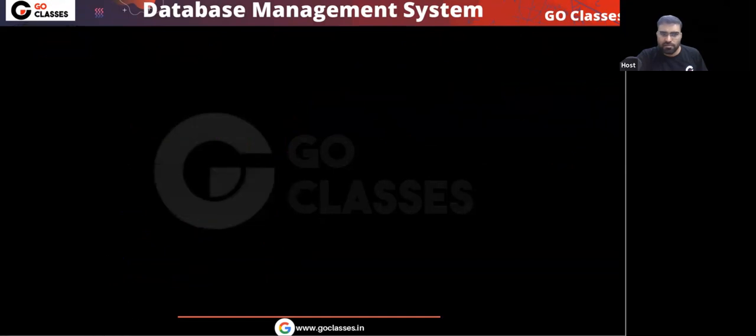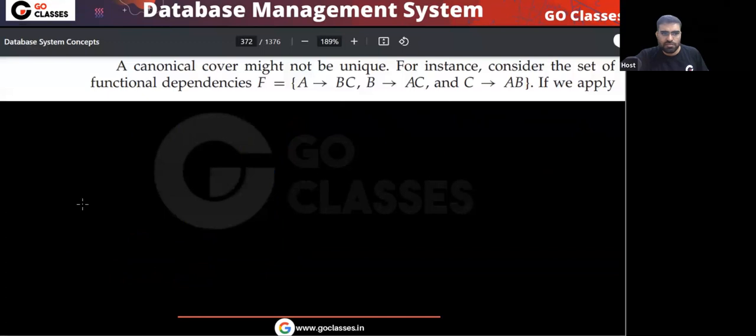Quite simple. Now let's see this question. I've taken this question from Korth. Can you take your copy and pen? Let's solve it. We need to do just 2-3 examples. This chapter is very simple; we need to do some practice. In this question, I will show you that the minimal cover is not unique. This canonical cover may not be unique. In this example, it will be clear.